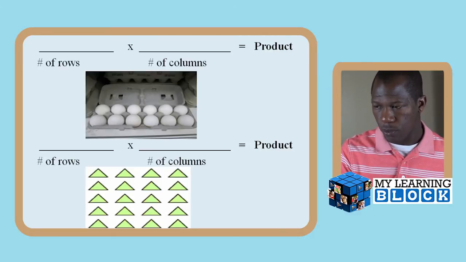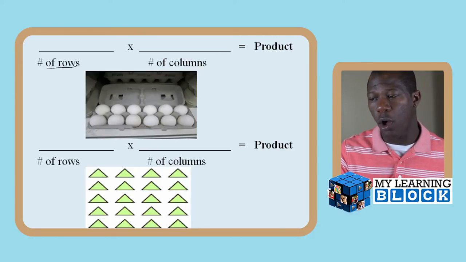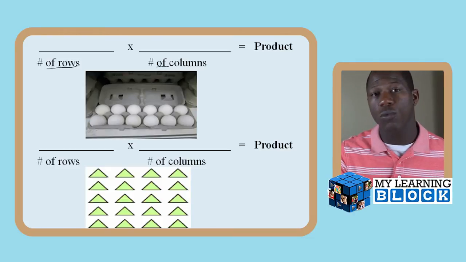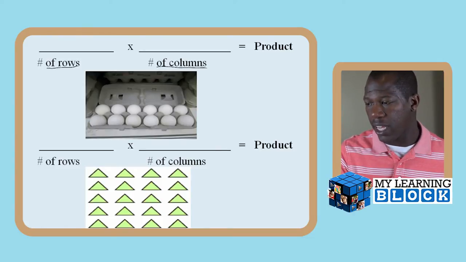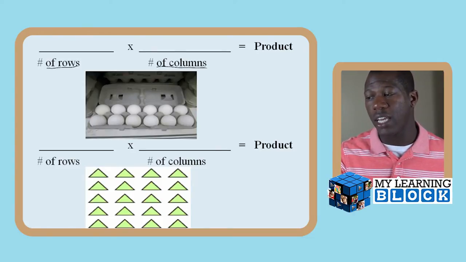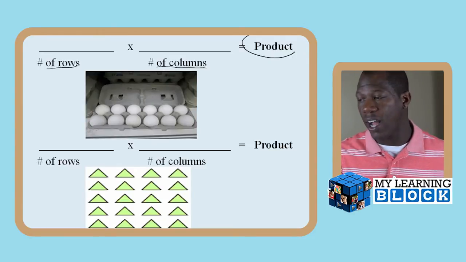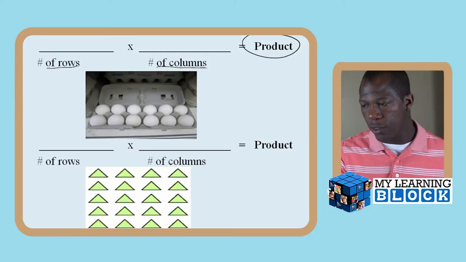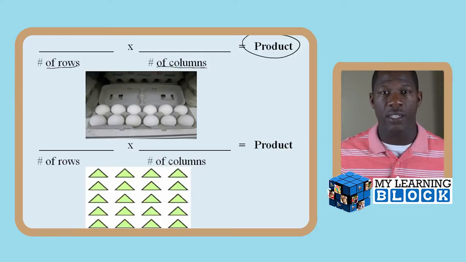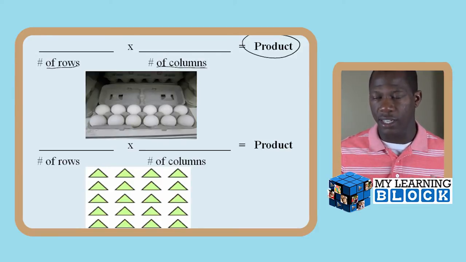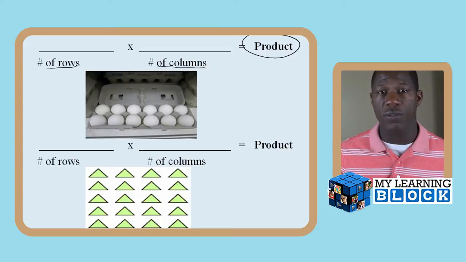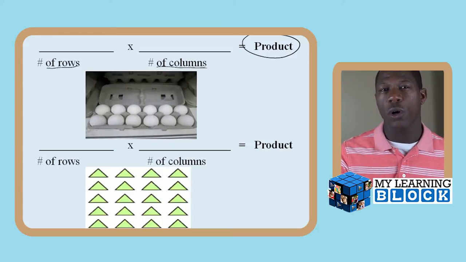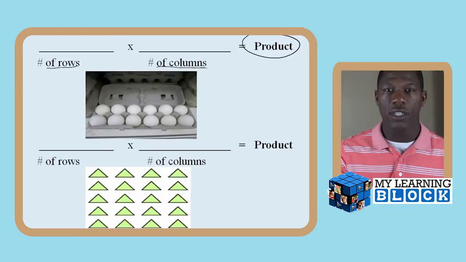So for the first one, we want to always locate the number of rows. How many rows do we have? And then secondly, we want to locate how many columns. And then from there, we'll find our product or our answer. So in the first one, as you see, this is a dozen eggs. You and I know this is a dozen eggs. We know we have 2 rows of 6, but how do you show 6 rows of 2, or 2 rows of 6?